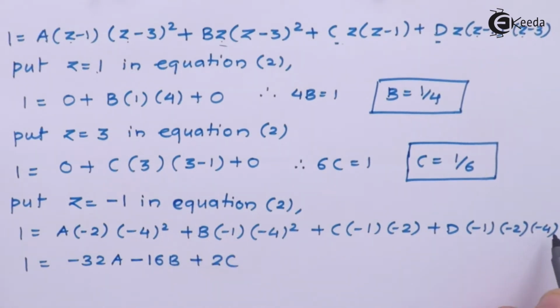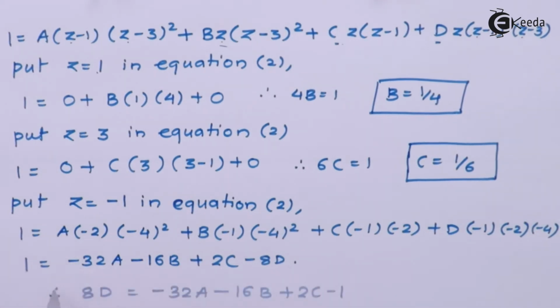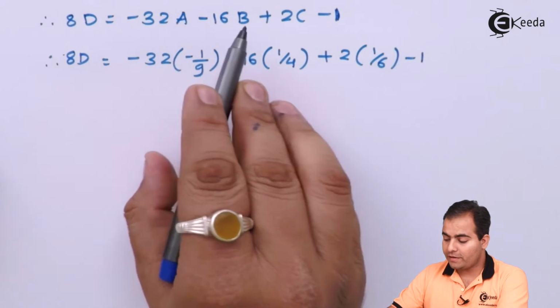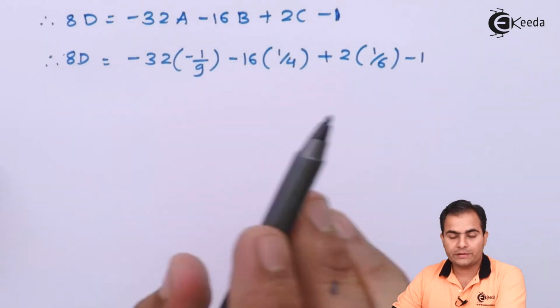And at the end, minus 4 into minus 2 into minus 1, answer is minus 8 into d, that is minus 8d. Now look at here. Just shift this minus 8d on the left hand side and 1 on the right hand side. Now I'm going to substitute the value of a, b and c over here. Now I have substituted the value of a, b and c in this equation.